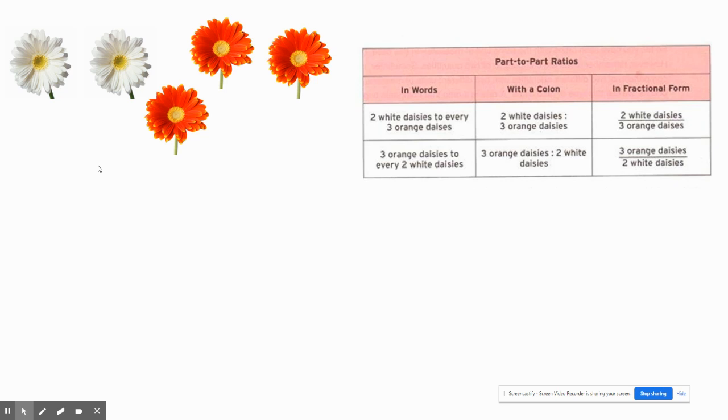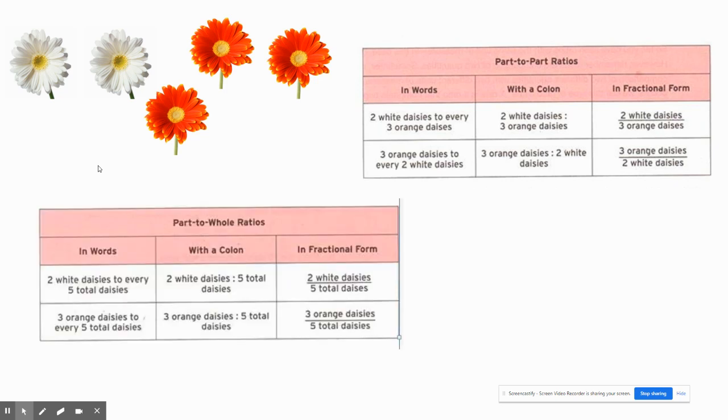And I just want you to remember this as we go along. There's a part to whole way to write it, and that'd be 2 white daisies to every 5 total daisies, or 3 orange daisies to every 5 total daisies. That's more of the fraction.